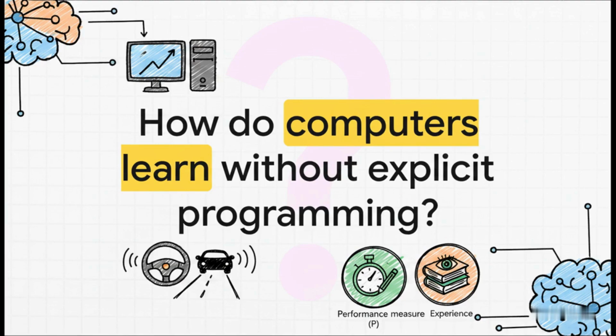Think about a robot driving a car. The task T is the act of driving on highways using vision sensors. The performance measure P, that might be the average distance the robot travels before it makes a mistake or swerves out of its lane. And the experience E is a massive sequence of images and steering commands recorded while observing a human driver.